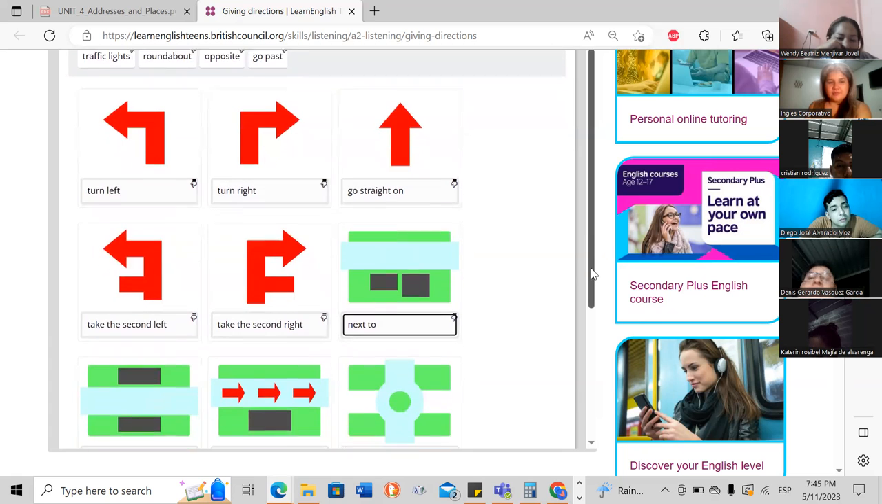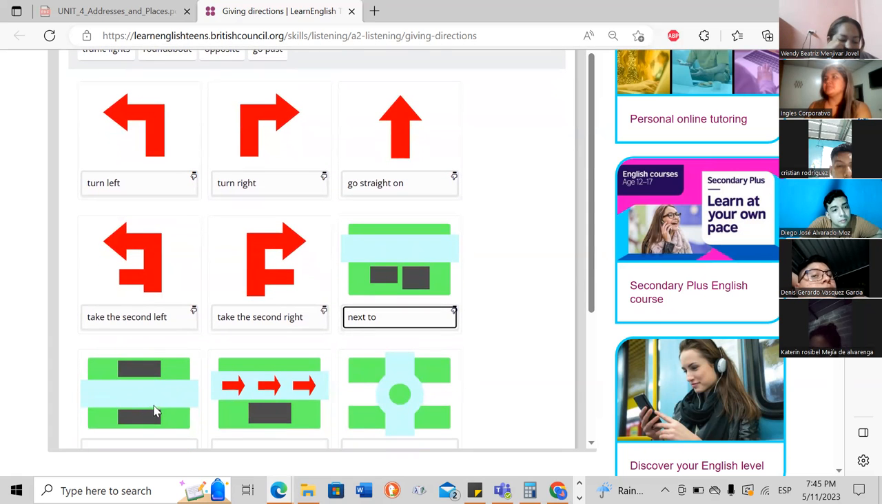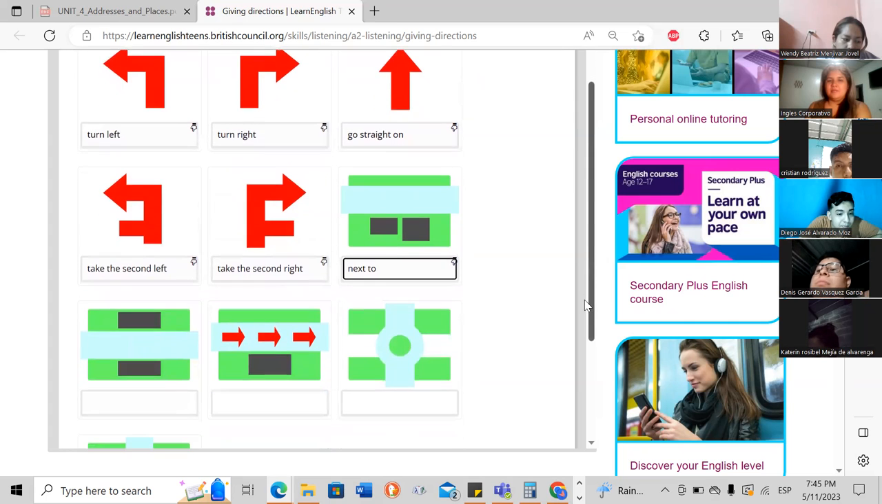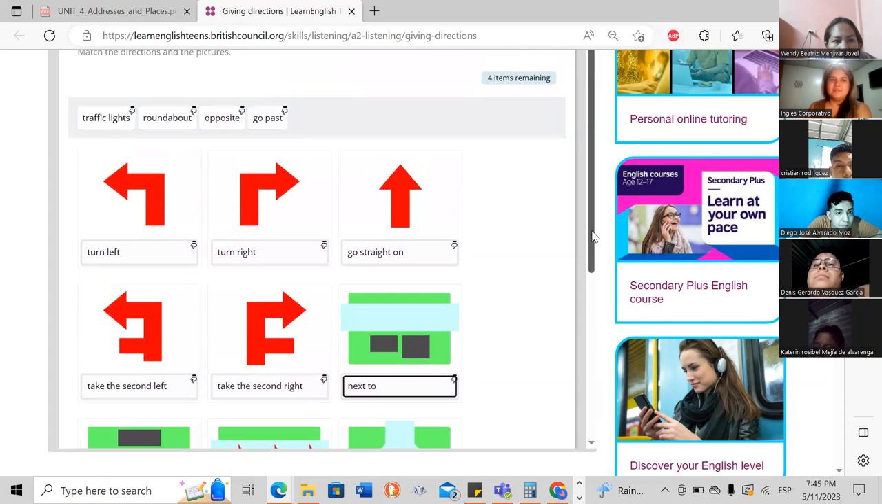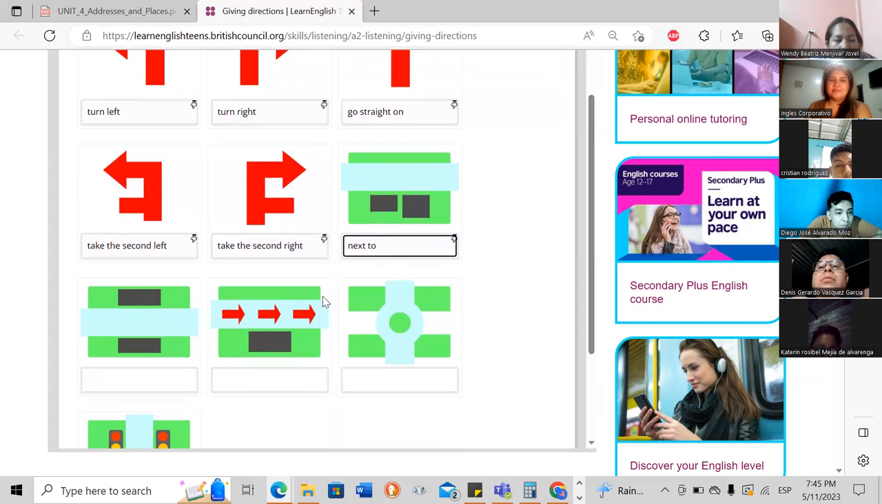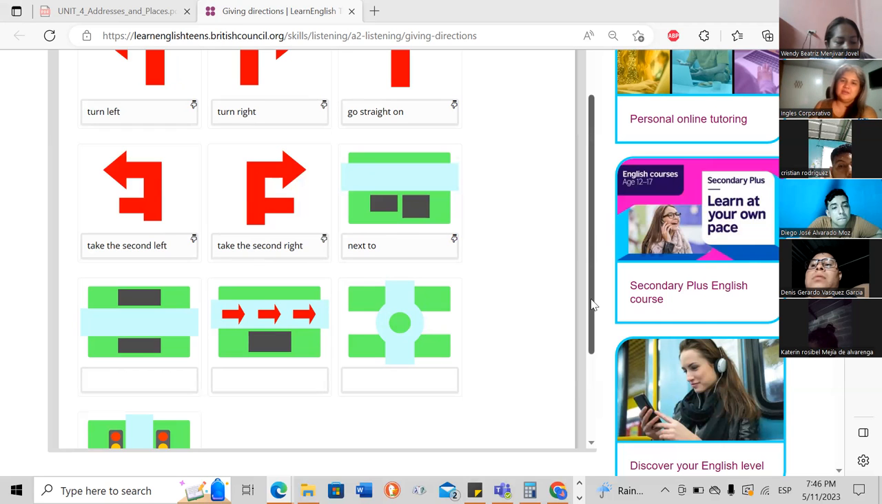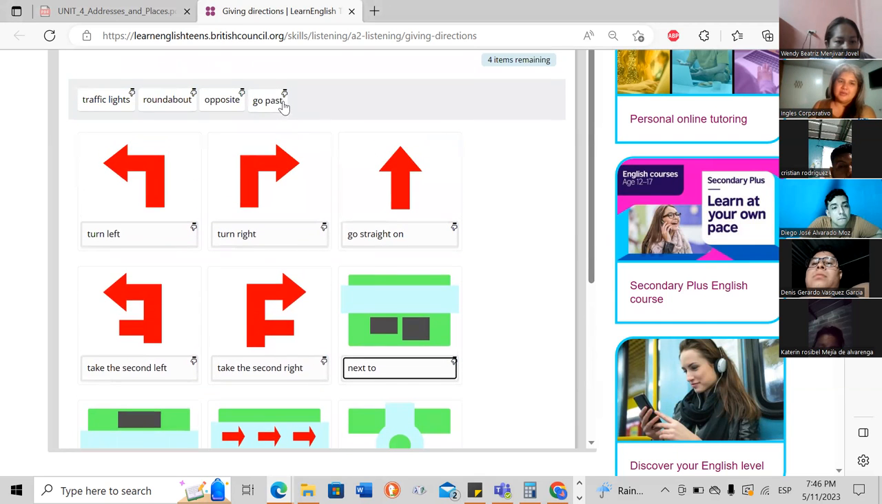Here. Go past. Go past. This one. What about this one? This one is go past. Go past. Esa sería go past. It is opposite.